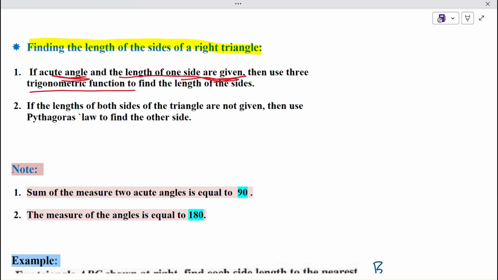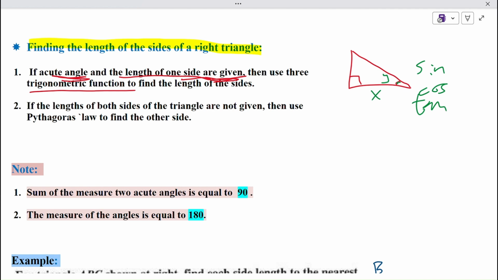This is the first case. Okay, guys, it means if we have a right triangle like this, just one acute angle, for example, this acute angle is given, and the length of one side. Sorry, this is hypotenuse, and the length of one side. For example, here is y, here is x. This angle and this side are given. We will use sine, cosine, and tan to find the length of the other side. It means this side. Okay.